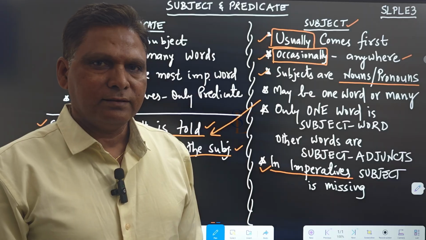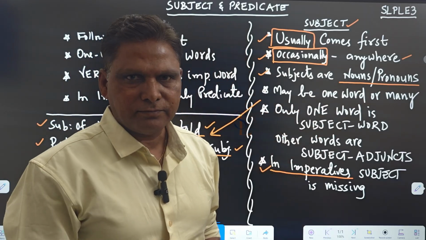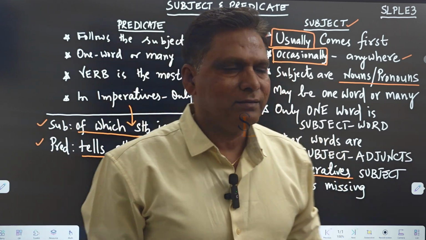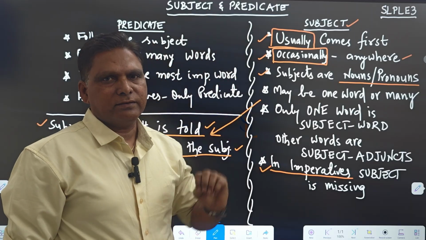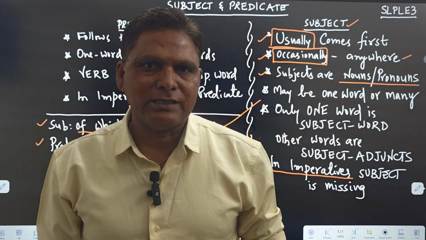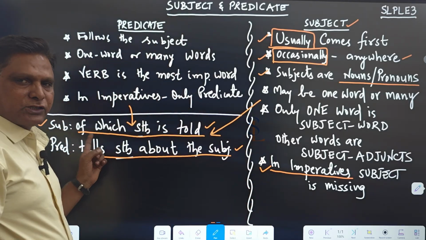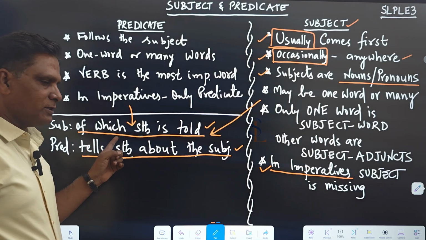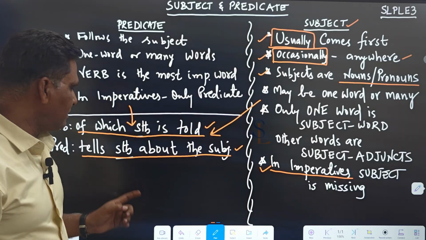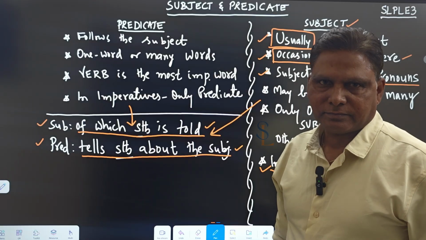do you look at, or what do you look for? You look for nouns or pronouns. If only one noun or only one pronoun is there, the subject is identified. But if many nouns are there, or if one noun and one pronoun are there, then you need to be very cautious. Then of course you need to come to the rescue by using the definition: the subject is that of which something is told, or the predicate is that which tells something about the subject.